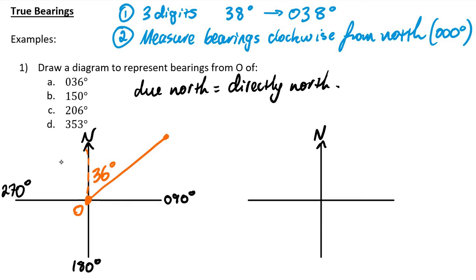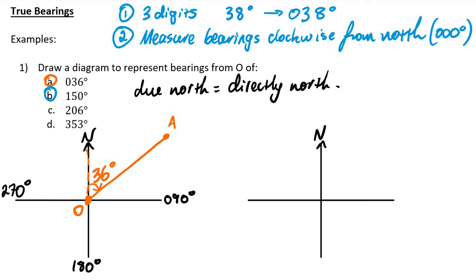That is a bearing of 36 degrees from the point O. Now, what that might mean is that someone is walking from O to A on a bearing of 36 degrees. So if I wanted to get from O to A, I would stand at O, face north, turn 36 degrees, and then off I go in that direction. Okay? So that's A.